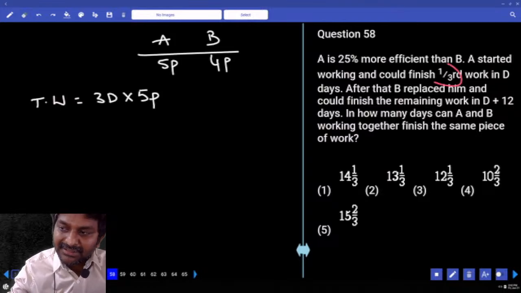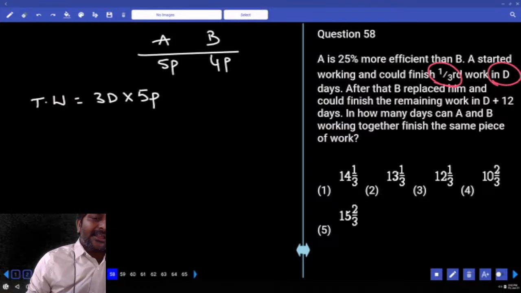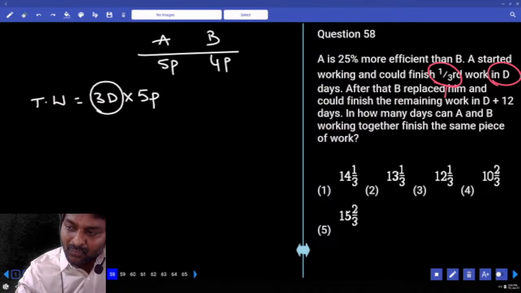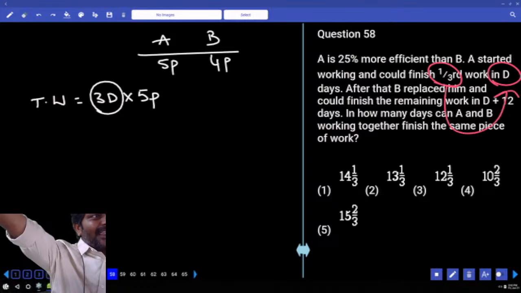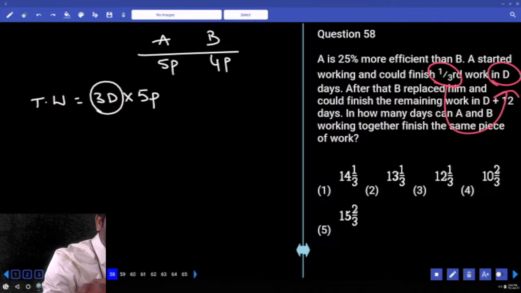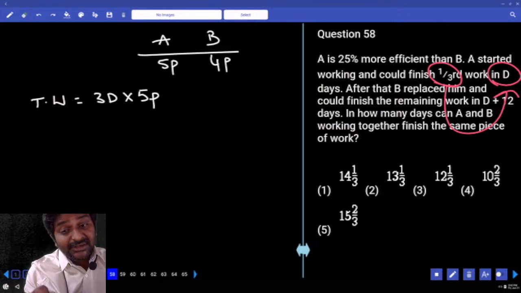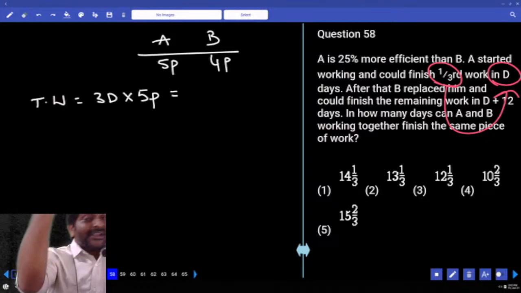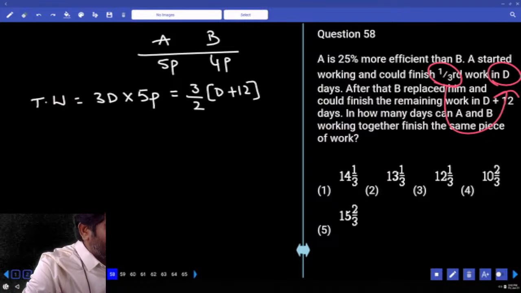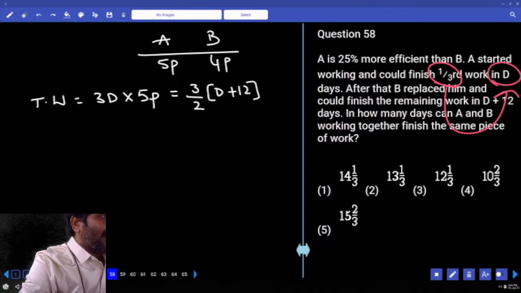Here, for 1/3 the number of days is D, so how is the total 3D? 1/3 goes to the other side, right? It becomes 3/1. Agreed? Now B is doing how much work? If 2/3 goes to the other side, how much does it become? 3/2. Into how many days? D plus 12. These many days B will take.